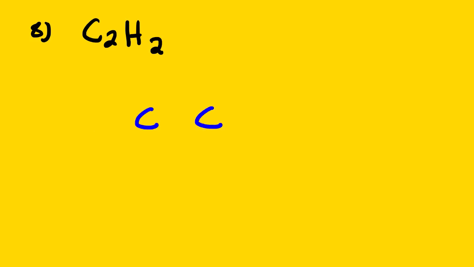So we have C, C, and then we can check. If we put a single bond here, and then we put our hydrogens here, you can see that carbon doesn't satisfy the octet rule. Remember, we have bonds here. When you count for this one, we only have 1, 2, 3, 4. 1, 2, 3, 4. So it doesn't satisfy the octet state. So we need to do something.